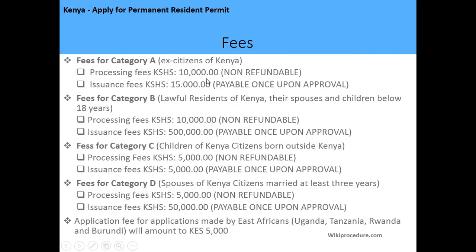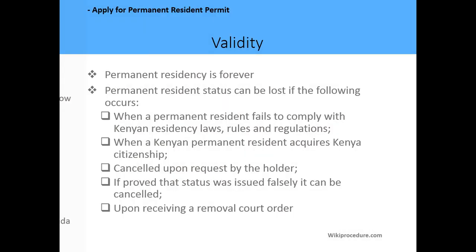After filling, submission and paying the fees, the approval certificate shall be issued with the terms of residency. The fees are 10,000 shillings for category A and B. The processing fee, issuance fee is 15,000 shillings for category A. Issuance fee is 500,000 for category B. For category C, processing fee and issuance fee is 5,000 shillings. For category D, processing fee is 5,000 and issuance fee is 50,000 shillings. For East Africans, the amount for all processing and issuance is 5,000 shillings.